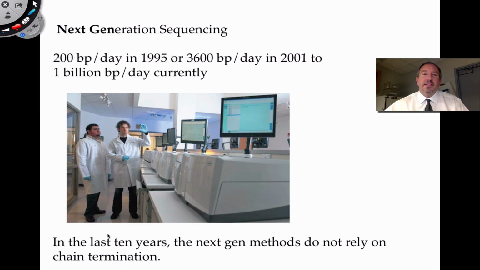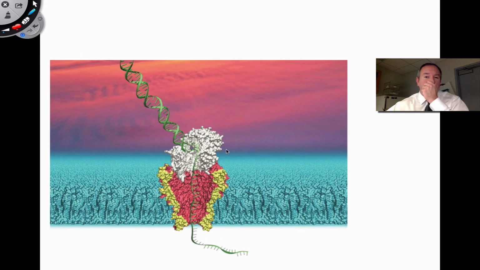So in the last 10 years, this is basically, again, hyperbole alert, a revolution in biology. Revolution, next-gen sequencing. Most important. It doesn't rely on chain termination, though. It's not Sanger sequencing in nature. And so I just want to throw out one of the ways in which this is done.